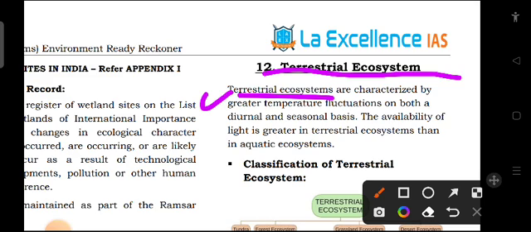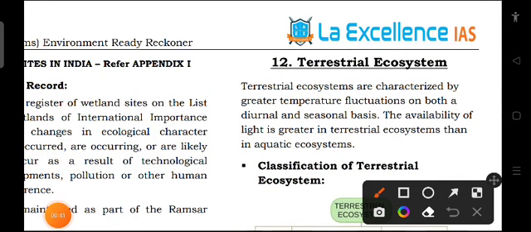Of course, land will have greater temperature fluctuation on both a diurnal and a seasonal basis. The availability of light is greater in terrestrial ecosystem than in aquatic ecosystem. So here we'll have the temperature fluctuation either on a daily basis or on a seasonal basis, and the light is also greater in terrestrial.